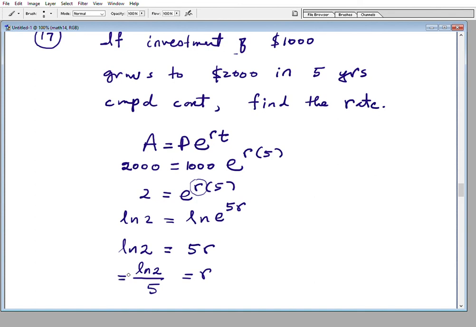Okay, we want to see the rate. So let's do that. So ln 2 is about 0.69.